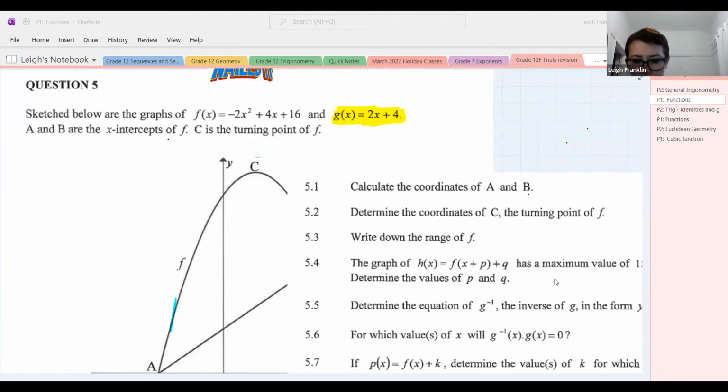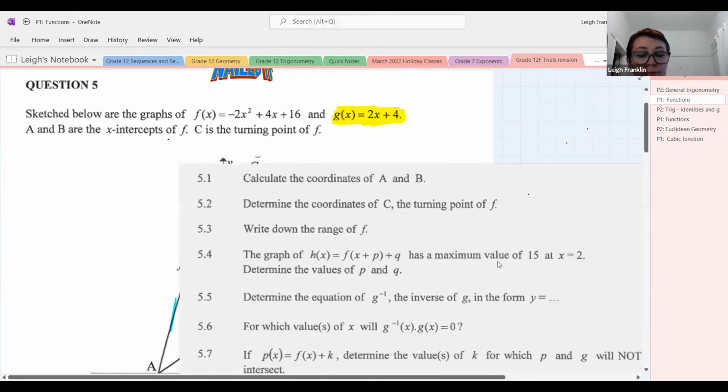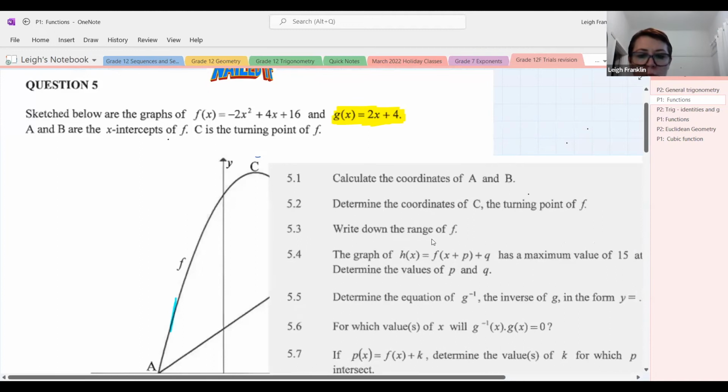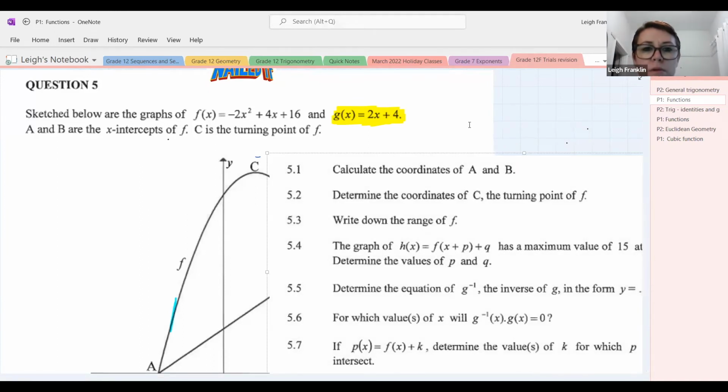All right, so we want the equation of the inverse of g in the form y equals. Okay, in the form y equals. I see some of you are giving me x equals. Okay, so there we go.